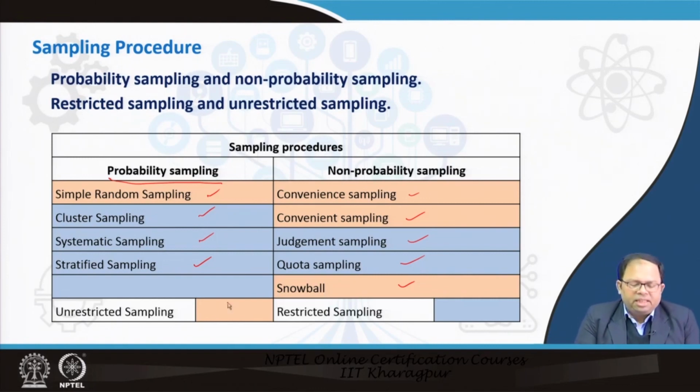Similarly, if I look at this yellow color and gray color, the yellow ones, simple random sampling, convenient sampling, and snowball sampling, do not have much restriction. Whereas cluster sampling, systematic sampling, and stratified sampling have certain rules that we have to follow, or are to some extent restricted. So these are marked in gray color.